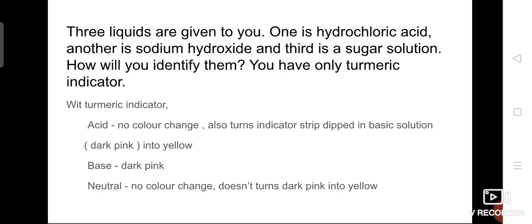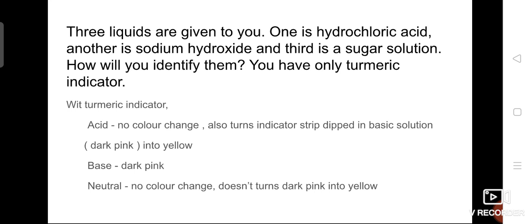Next question. Three liquids are given to you. One is hydrochloric acid, another is sodium hydroxide, and the third is a sugar solution. How will you identify them? You have only turmeric indicator. They have given three different types of substances, and turmeric indicator is given to you. So how will you do it?